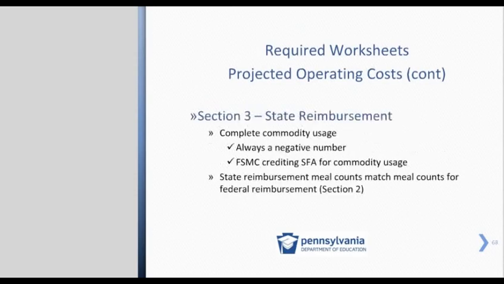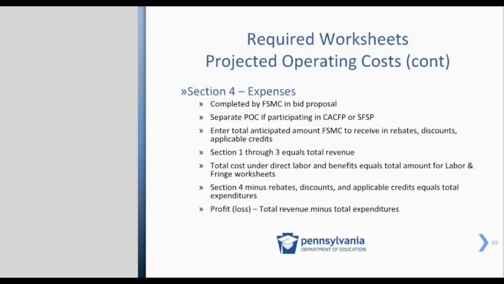Section 3 of the POC is the state reimbursement section. This section is completed by the SFA. The meal counts for the state reimbursement must match those of the federal reimbursement counts in Section 2. If the FSMC is crediting the SFA for commodity usage, this should be listed on the line at the bottom of this section. The commodity usage should always be a negative number. Section 4 of the POC is the expenses section. This is to be completed by the FSMC. A separate POC is available and should be filled out for the summer food program.